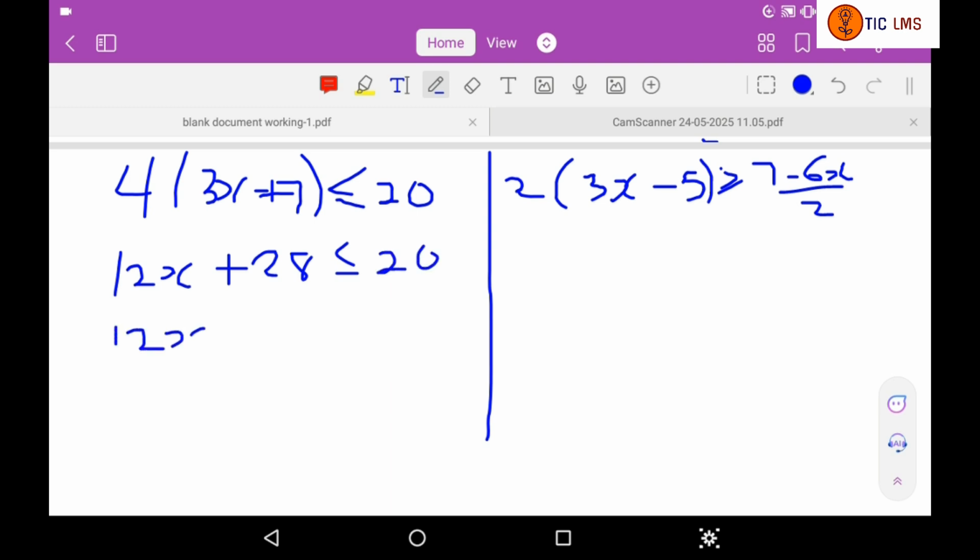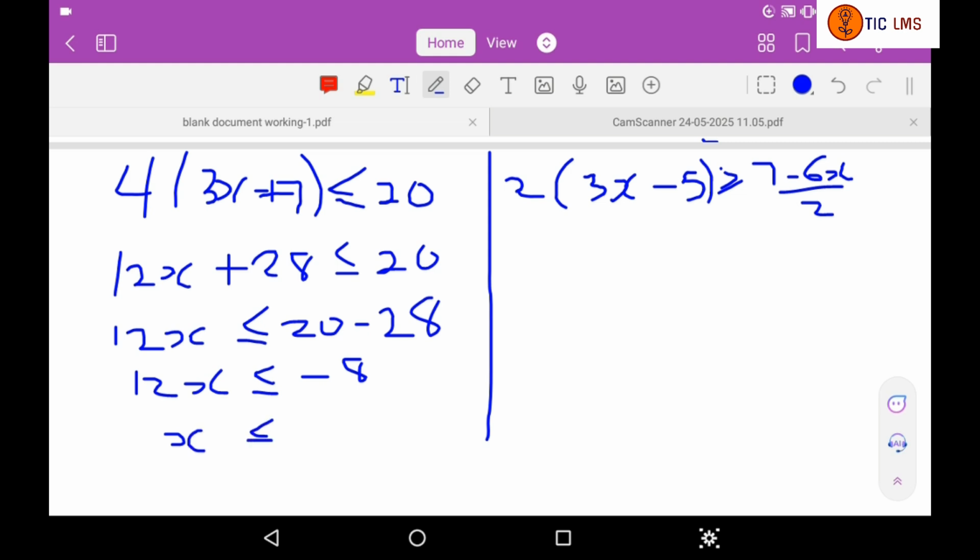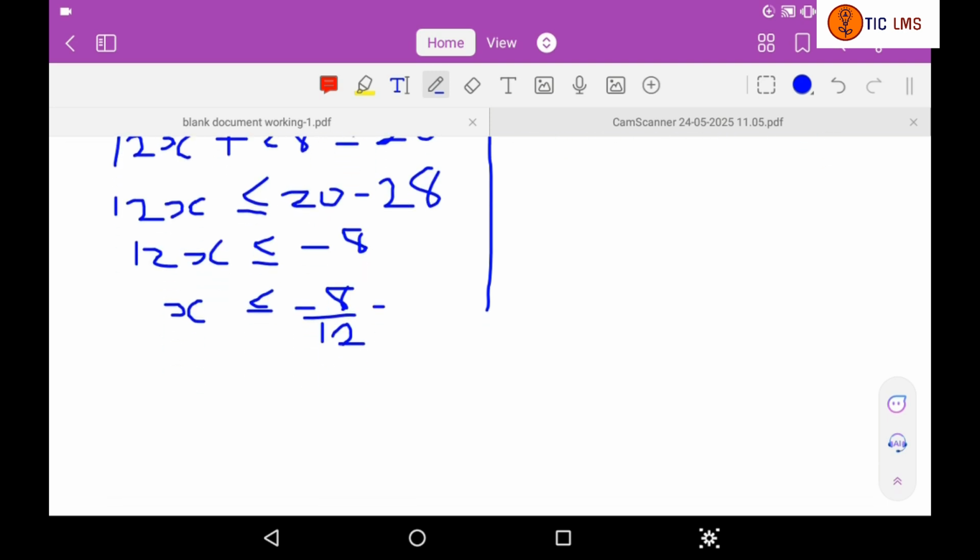Let's retain the 12x, the one that has x, on the left. So we will have 20 minus 28. We have 12x, 20 minus 28, that gives us negative 8. And then the next thing is we divide both sides by 12. We're going to have x less or equals to negative 8 over 12. We're going to take it to the simplest form. 4 will go into this, 2, and then 3. As simple as that.